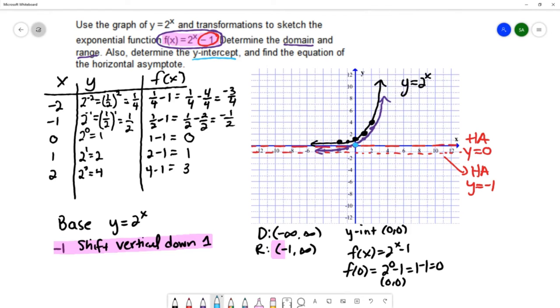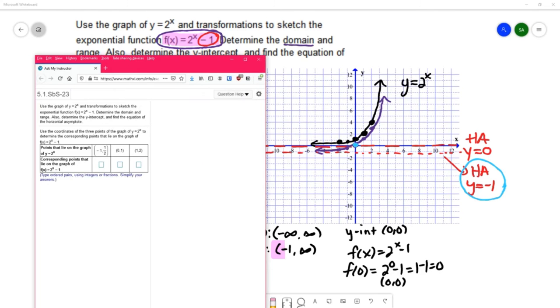And then finally, we want the equation of the horizontal asymptote. We've already mentioned that is y equals negative 1. So we've addressed all the questions in this problem, but one more thing we'd like to do is this is a problem coming from Mymathlab. And we want to see how we use the tools in Mymathlab to answer this question.